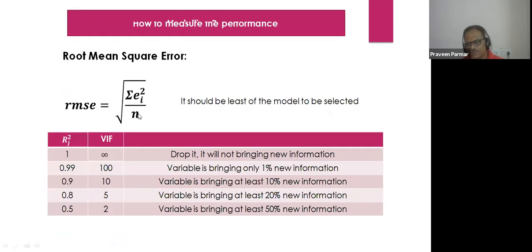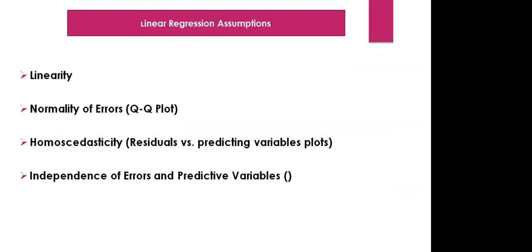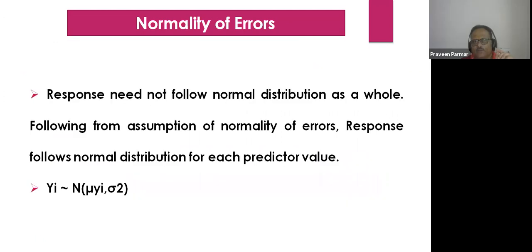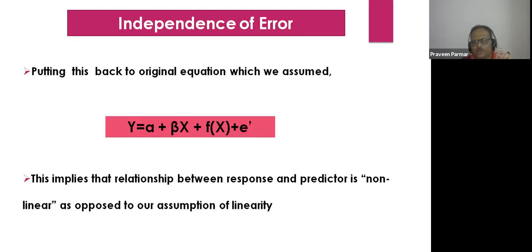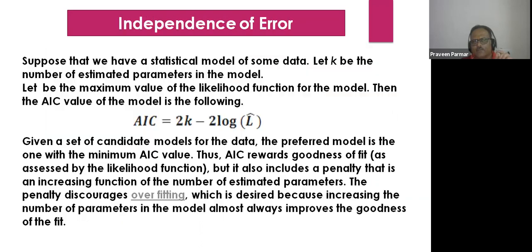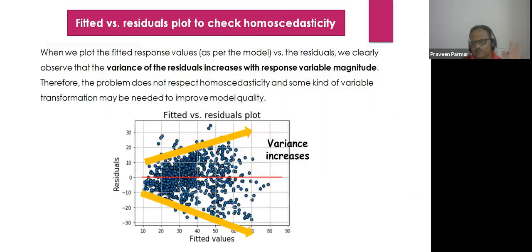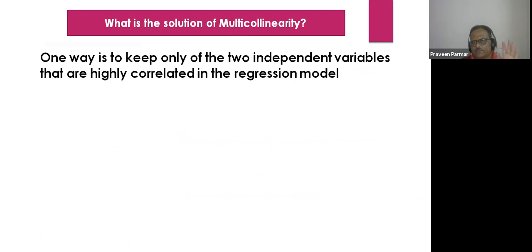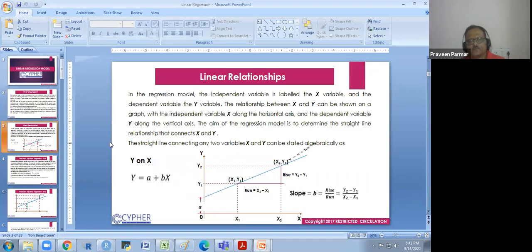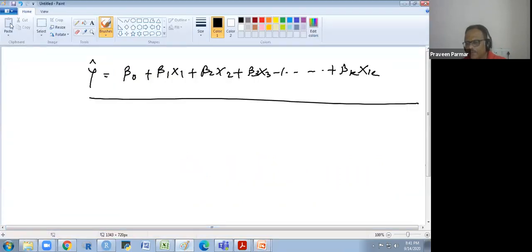RMSE I have explained to you. VIF, the variance inflation factor, is a different measure. When I explain the practical, I can explain it in a better way. We remove variables through the VIF also. Now I will tell you one more very important thing. Here I have given the AIC and everything, but it is not that important at this moment. I will tell you about the logarithm also, so you will get the idea about the logarithm.